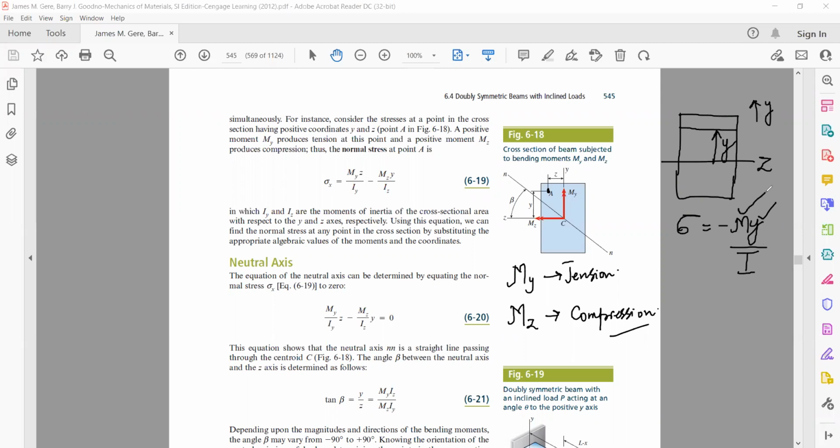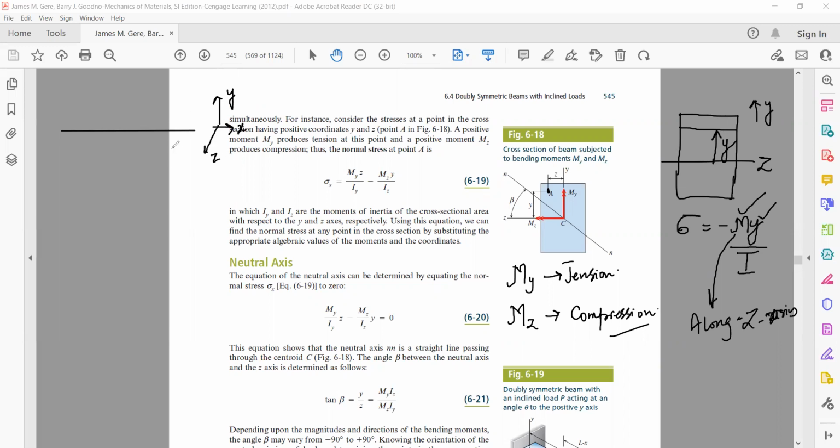So this y was the distance. But if you look at this moment M, this moment M was the moment along the z-axis. I will prove it. Why? Because your beam was essentially like this. We had this axis to be the x-axis. This axis was our y-axis. And this axis was the z-axis.